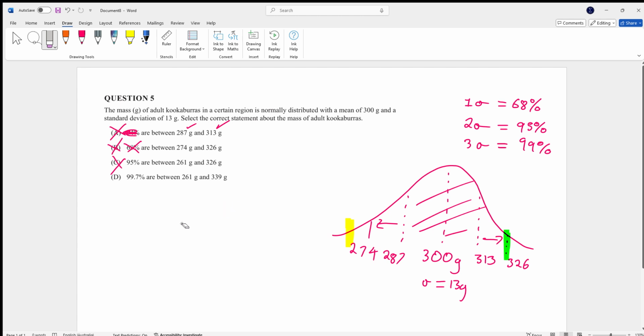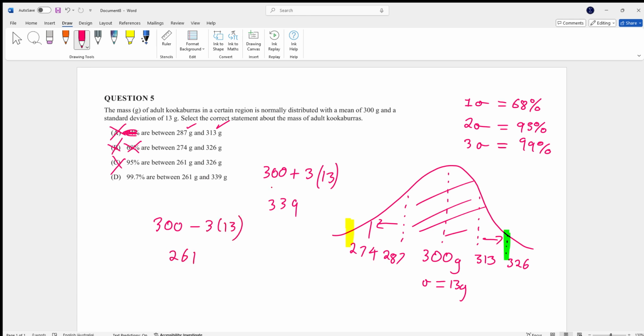But let's understand D as well. D is exactly 3 standard deviations on either side. So if I were to go 300 and add 3 lots of 13, that would give me 339. If I were to go 300 and subtract 3 lots of 13, that would give me 261. So we're exactly 3 standard deviations on either side, so it's 99%. So D is your correct answer.